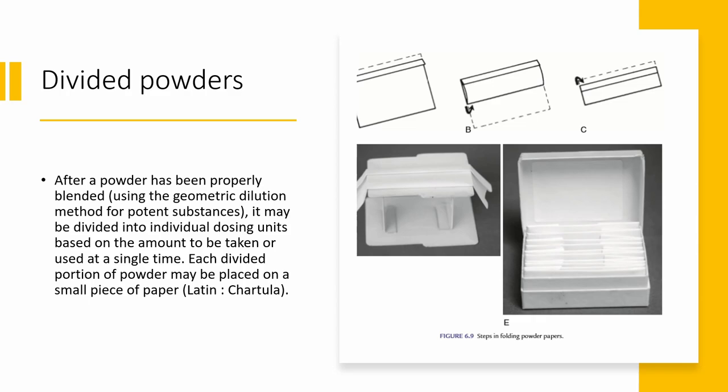Each divided portion of a powder may be placed on a small piece of paper, or your chartula in Latin. So what you will do is triturate your powder, calculate the dose needed, separate each dose and place them into one envelope. What the patient will do is for one dose, they will take one packet and take it as is in their mouth, or it could be added into a glass of water to be taken. So this is what we call a paper tablet. It can also be called your chartula.